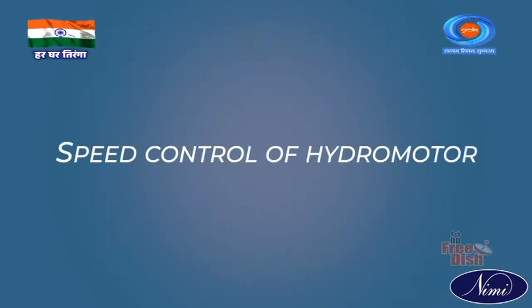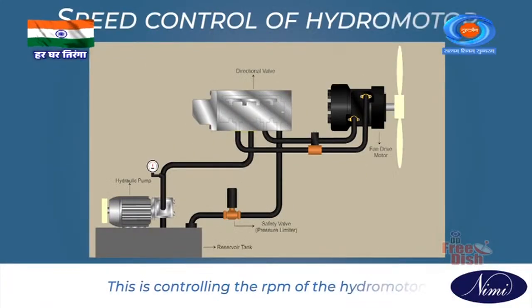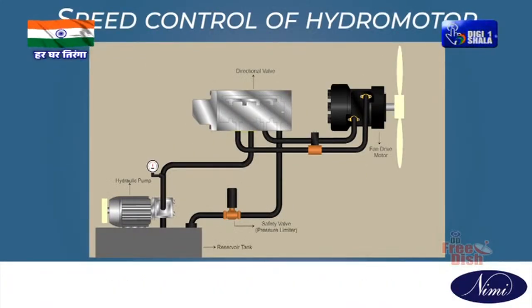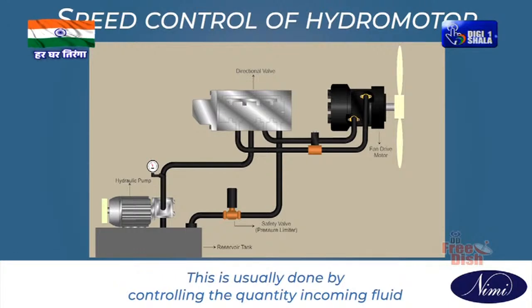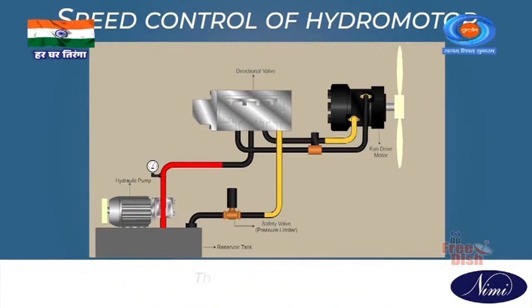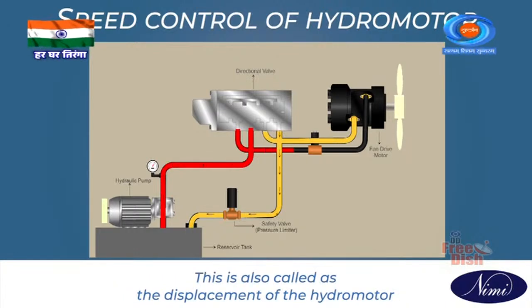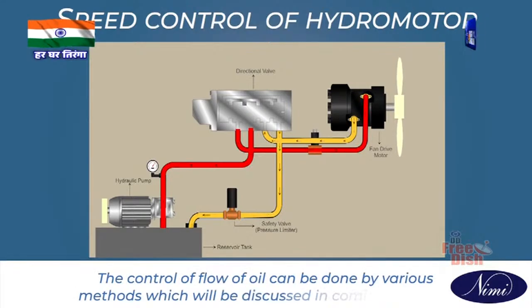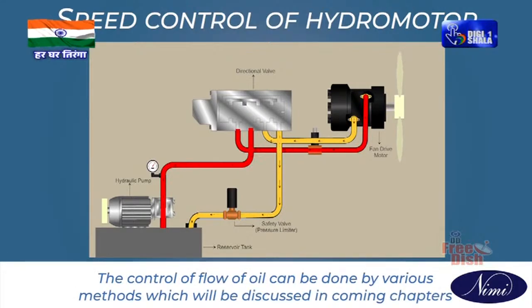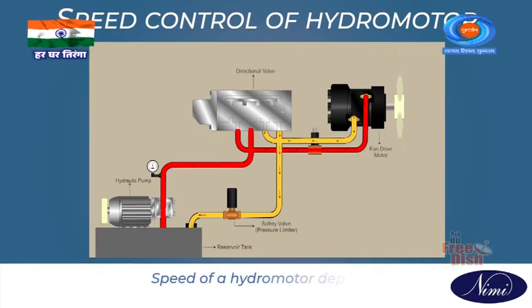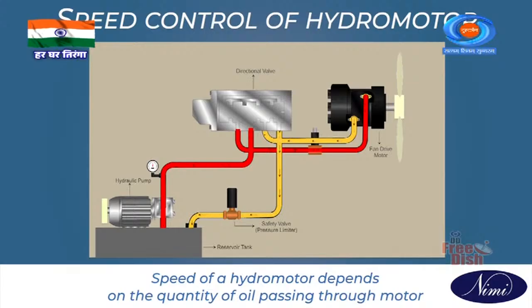Speed control of hydromotor. This is controlling the RPM of the hydromotor. This is usually done by controlling the quantity of incoming fluid. This is also called the displacement of the hydromotor. The control of flow of oil can be done by various methods which will be discussed in coming chapters. Speed of a hydromotor depends on the quantity of oil passing through the motor.